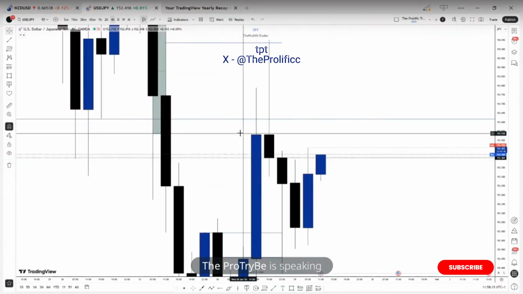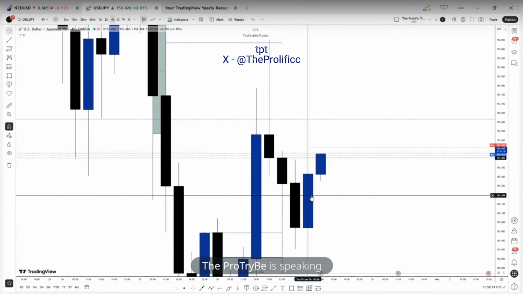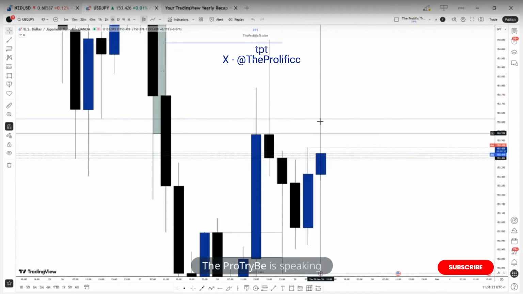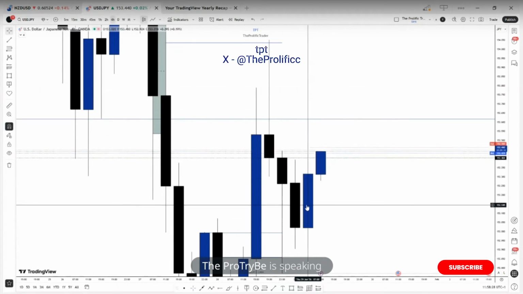Now observe with me. This is 3 a.m. This is 7 a.m. The 7 a.m. closed bullish. So meaning what? The bulls will continue until it gets to an exhaustion area. Since this 7 a.m. closed bullish, I don't know.